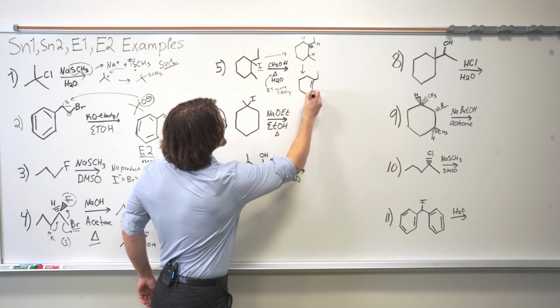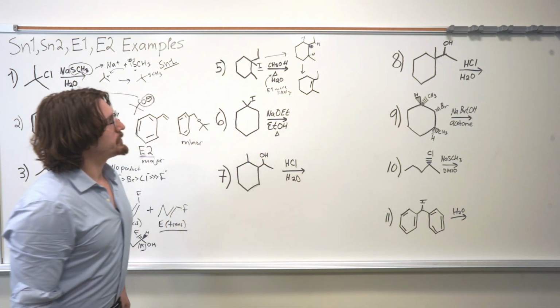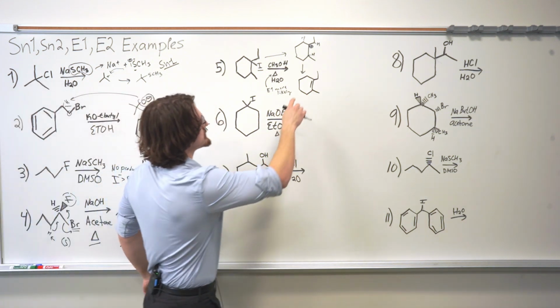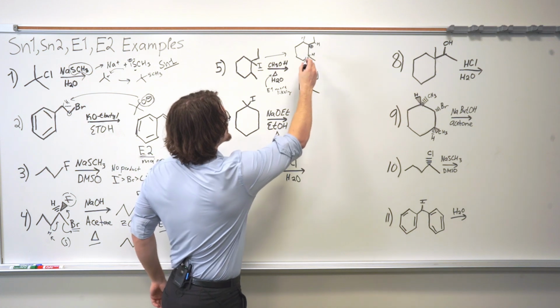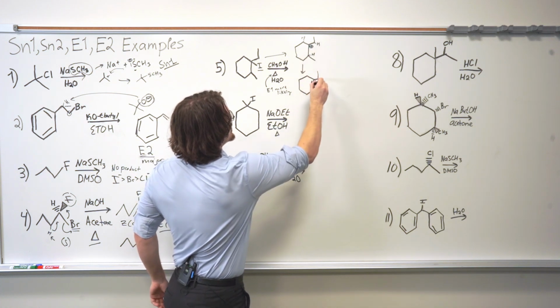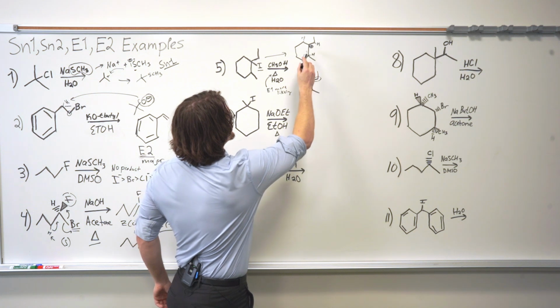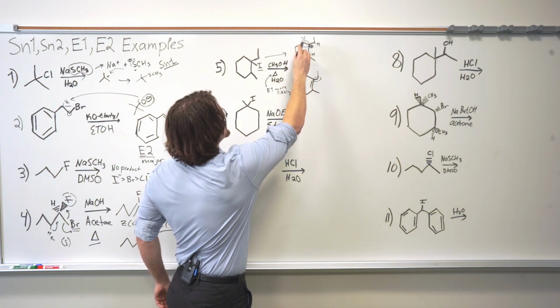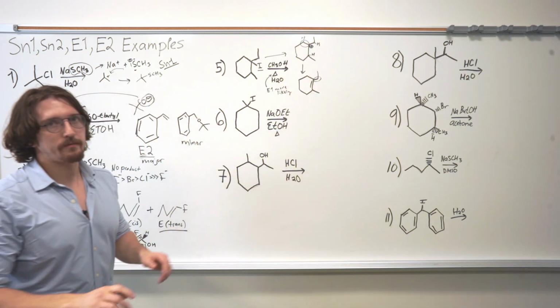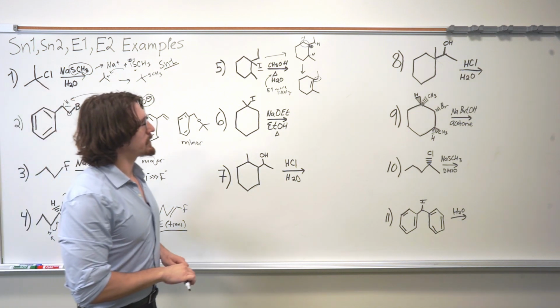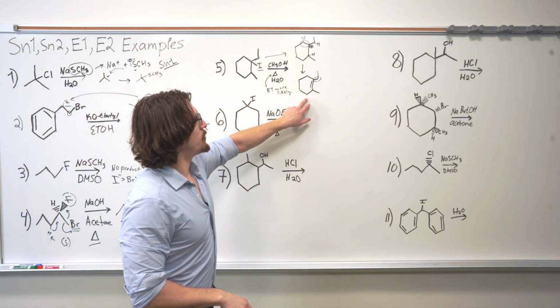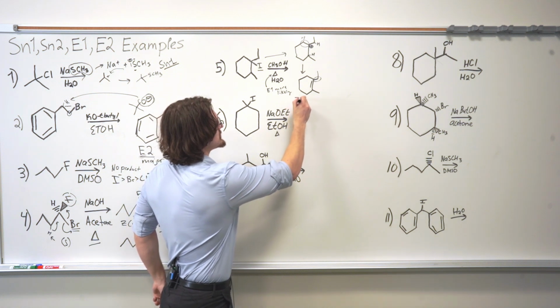So this is what this is going to look like. Now you could also have some product where the double bond will form here, okay? And then you might have some product where it forms here. But those are going to be definitely more minor products, okay? This is going to be the most stable one. This is the Zaitsev. It's going to be the major one.